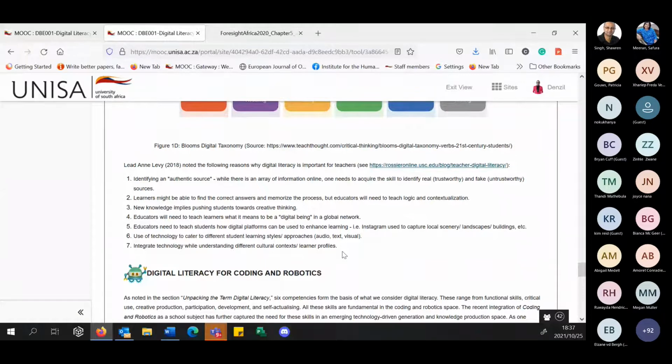It integrates technology while understanding different cultural contexts and learner profiles, and this becomes important as we make that transition. So these are some of the things that you will find now as an educator, why digital literacy becomes important for you when you start merging technology into the space, when you start bringing technology as part of the space, and you start talking to students about concepts and theories, even when you start instructing them about coding and robotics. How do you think about these 7 dynamics that fit into the way you communicate with your students in this space, right? Then digital literacy for coding and robotics.